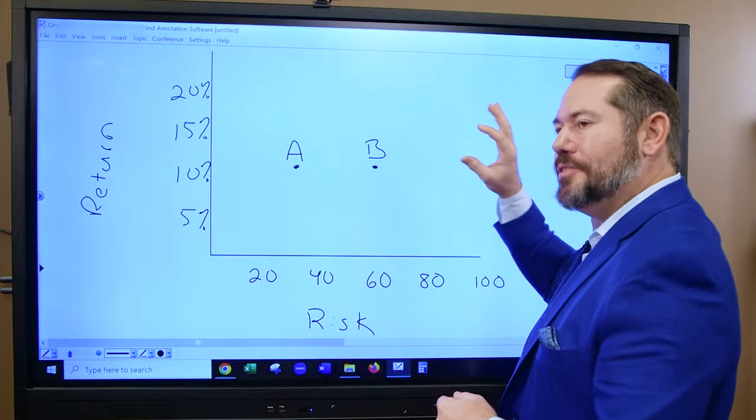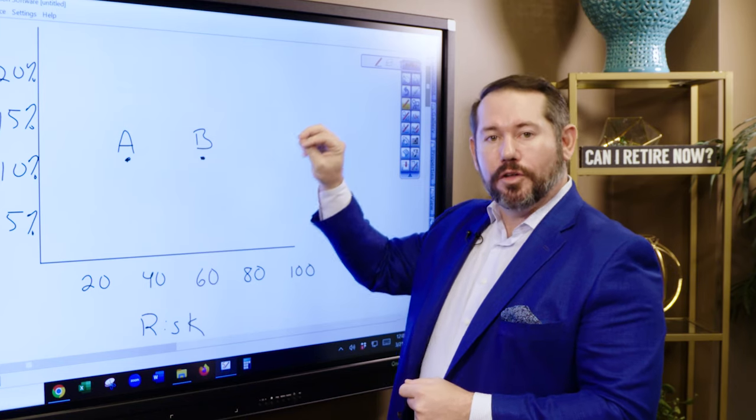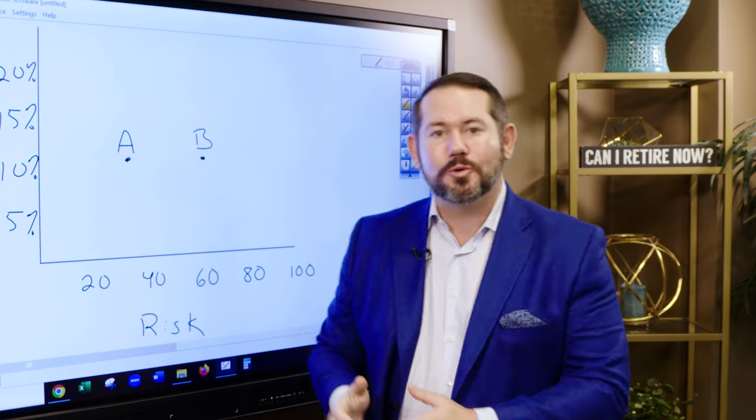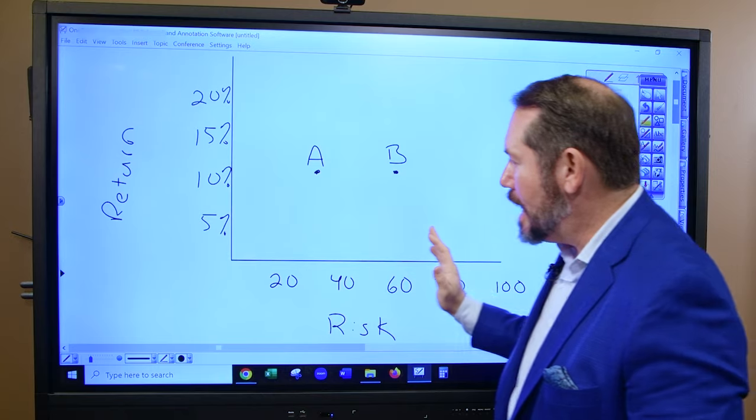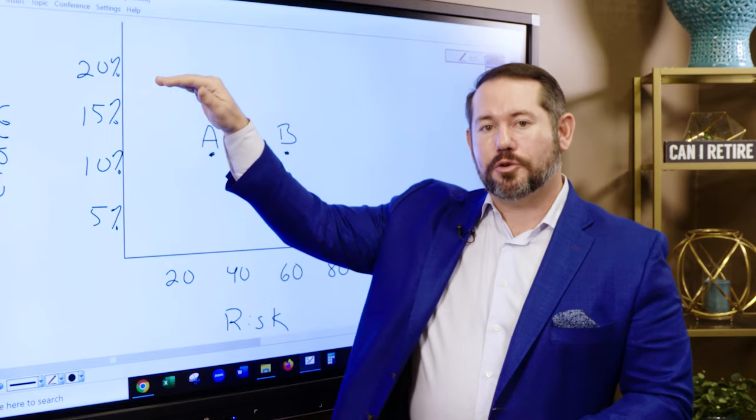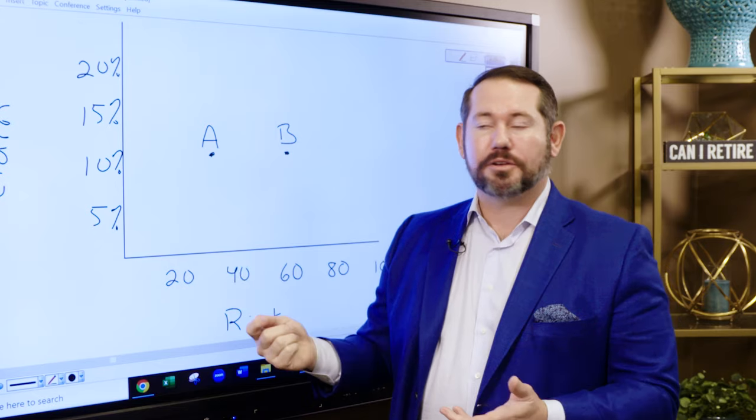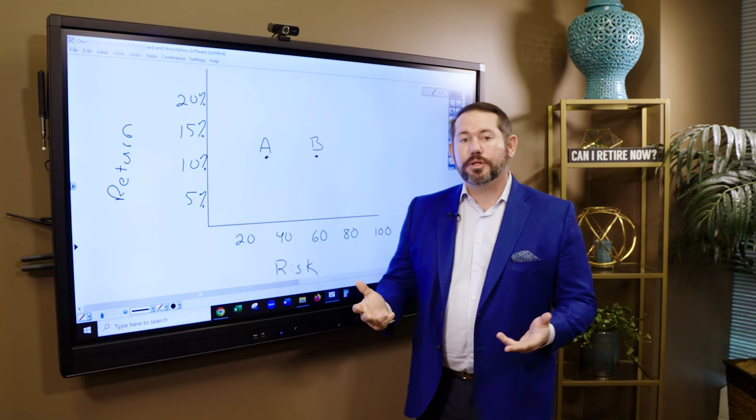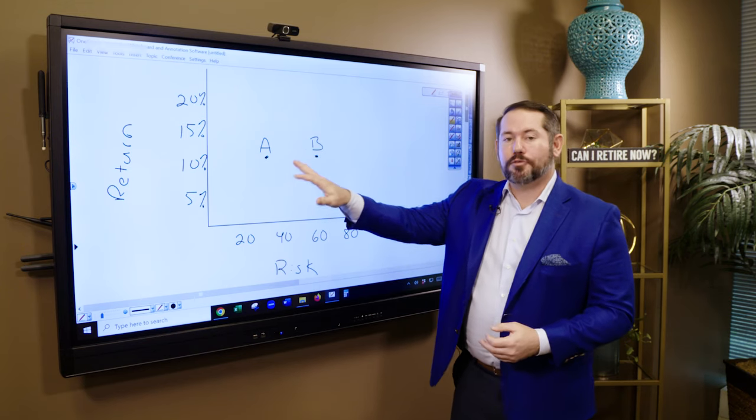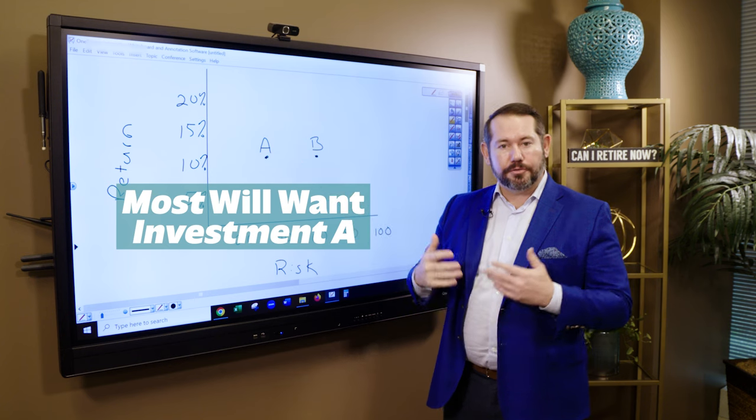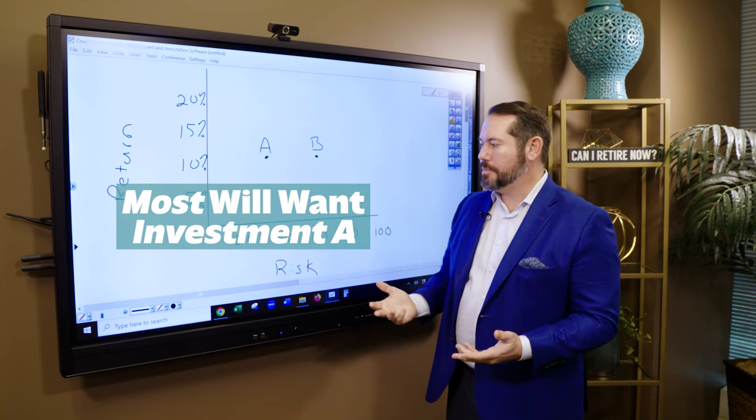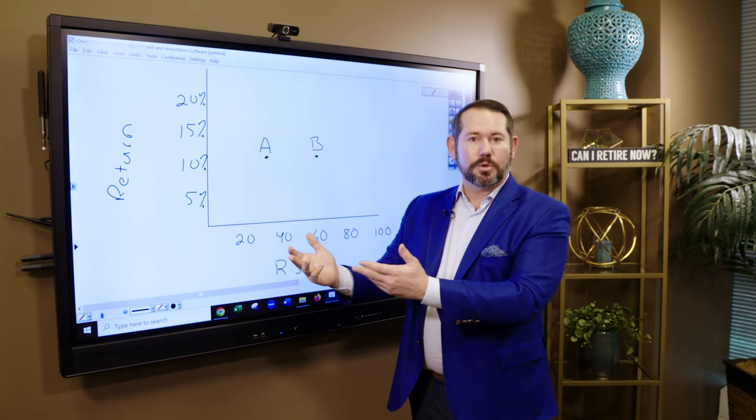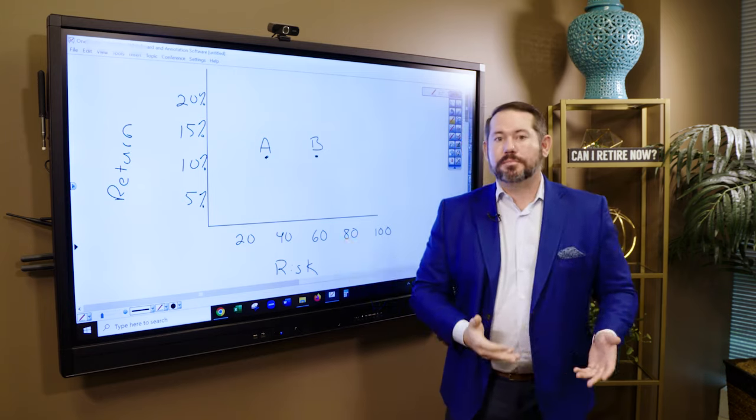So based on that asset class, it's going to fall in a certain place on this spectrum, but they can't make adjustments to that fund in order to bring down the risk level or increase the return percentage. Large cap growth stocks are going to fall typically somewhere over here on this graph. So as we look on the chart here, almost everyone is going to want investment A. If you're a rational investor and you have enough information, you're going to always choose the highest potential return. Expected return is what we use in the finance world, for the lowest amount of given risk.